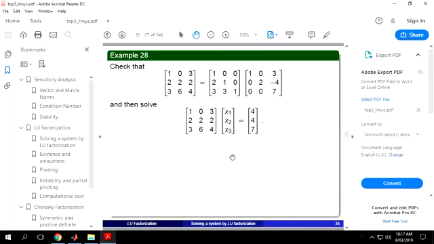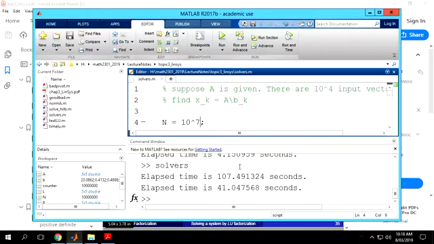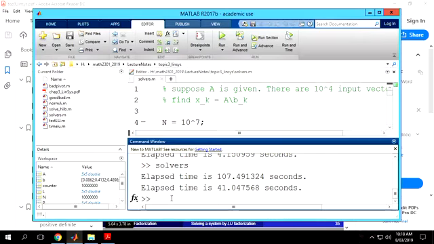So we can solve it by, maybe why don't we just use MATLAB to do it? So we have MATLAB, so we don't have to do it by hand. Before this finishes, you see this one, the direct solver, is like 107 seconds, and LU factorization only 41. So it's still faster than the direct solving.